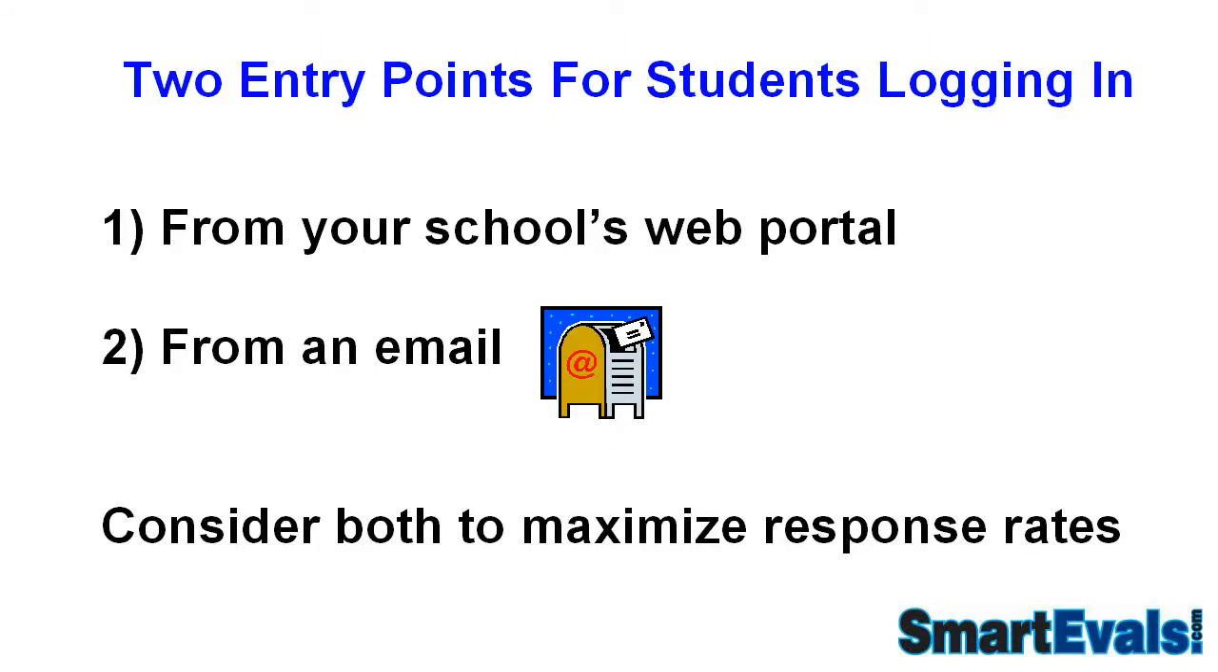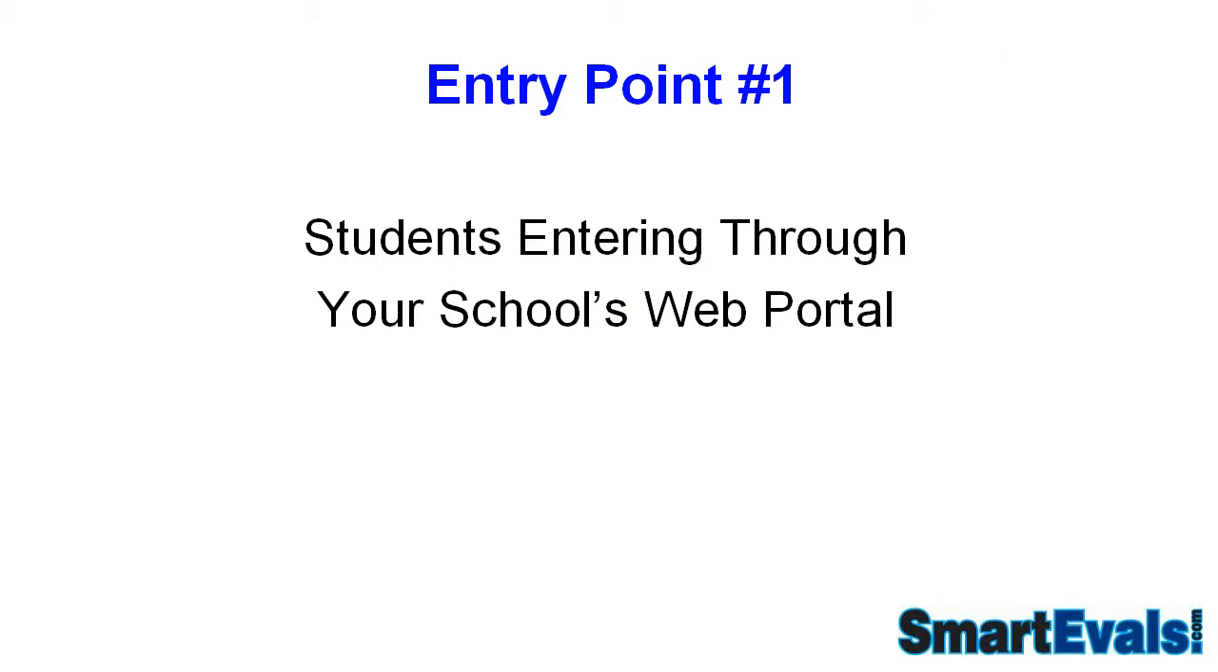There are two main ways your students are going to get the message about course evaluations. The first is when your students are on your school's web portal doing something else and they get either a hyperlink that they see or are redirected to our site. And the second is from a smartavails.com email that we will send out to students who have not completed their evaluations. We'll discuss students entering through your web portal first.